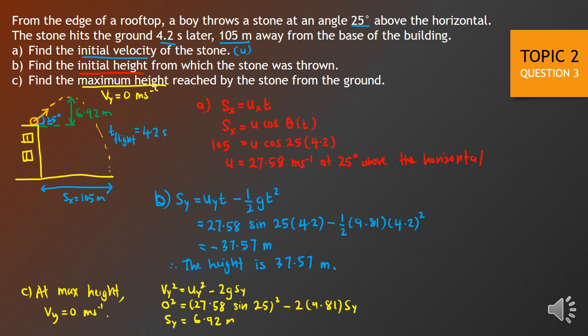But we want to find the height of the stone from the ground. Therefore, the height from the ground would be equal to the height of the building itself, which is 37.57, plus 6.92 meter. So we have a value of 44.94 meter.